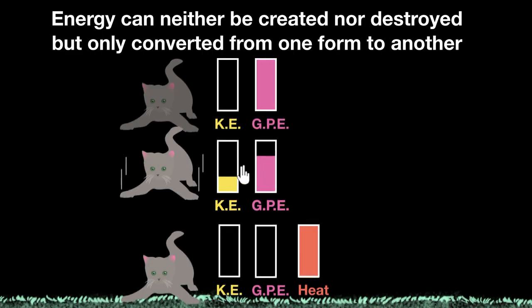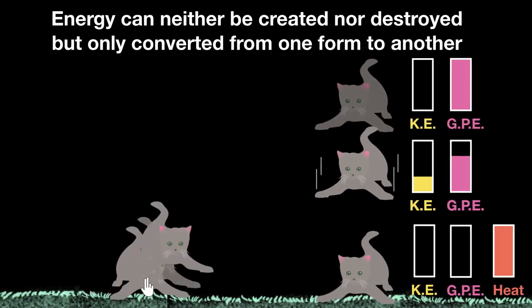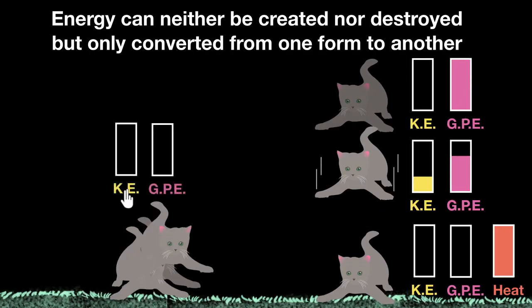Okay, now let's ask the question, where did this gravitational potential energy come from? Well, if we now go back, we will realize that the cat had jumped, and that's how it gained it. But before jumping, the cat neither had kinetic energy, nor it had potential energy. It was at rest on the ground. So where did that energy come from?